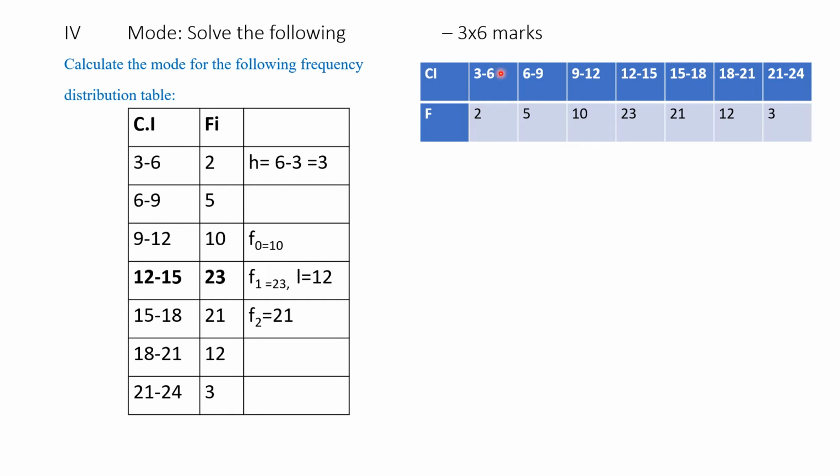As in the previous case, we will tabulate these rows into columns. So the class interval values are written here, and the frequency is written in the second column, that is 2 for the same values.